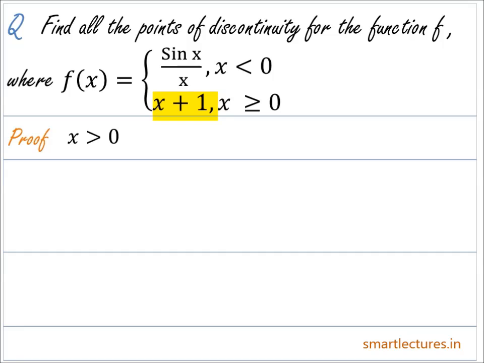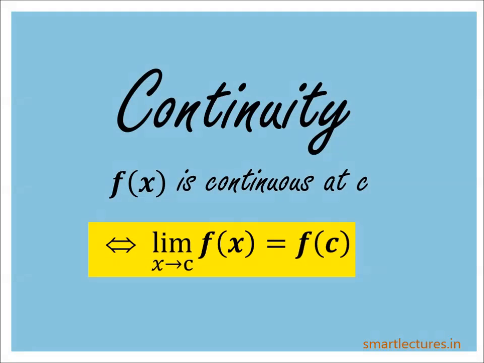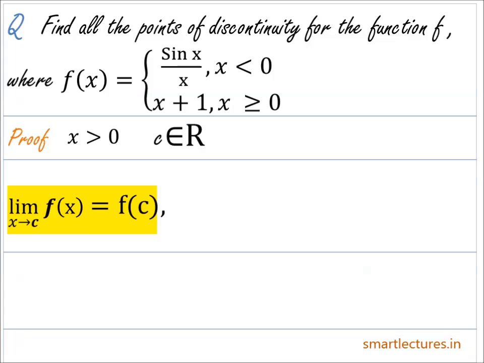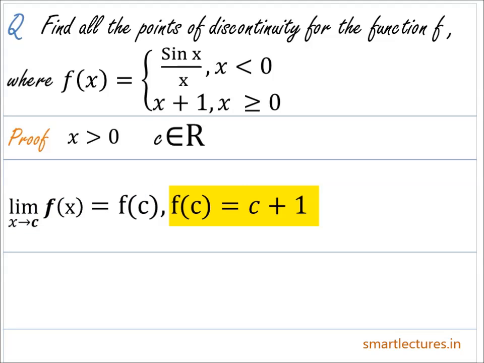Now let C be any point where C is greater than 0. As per the definition of continuity, the given function f of x will be continuous at point C if and only if the limit of the given function f of x when x approaches C is equal to the value of the given function at point C, or f of C. Or in other words, if and only if limit x approaches C, f of x is equal to f of C. And what's the value of f of C? Now f of C is equal to C plus 1.